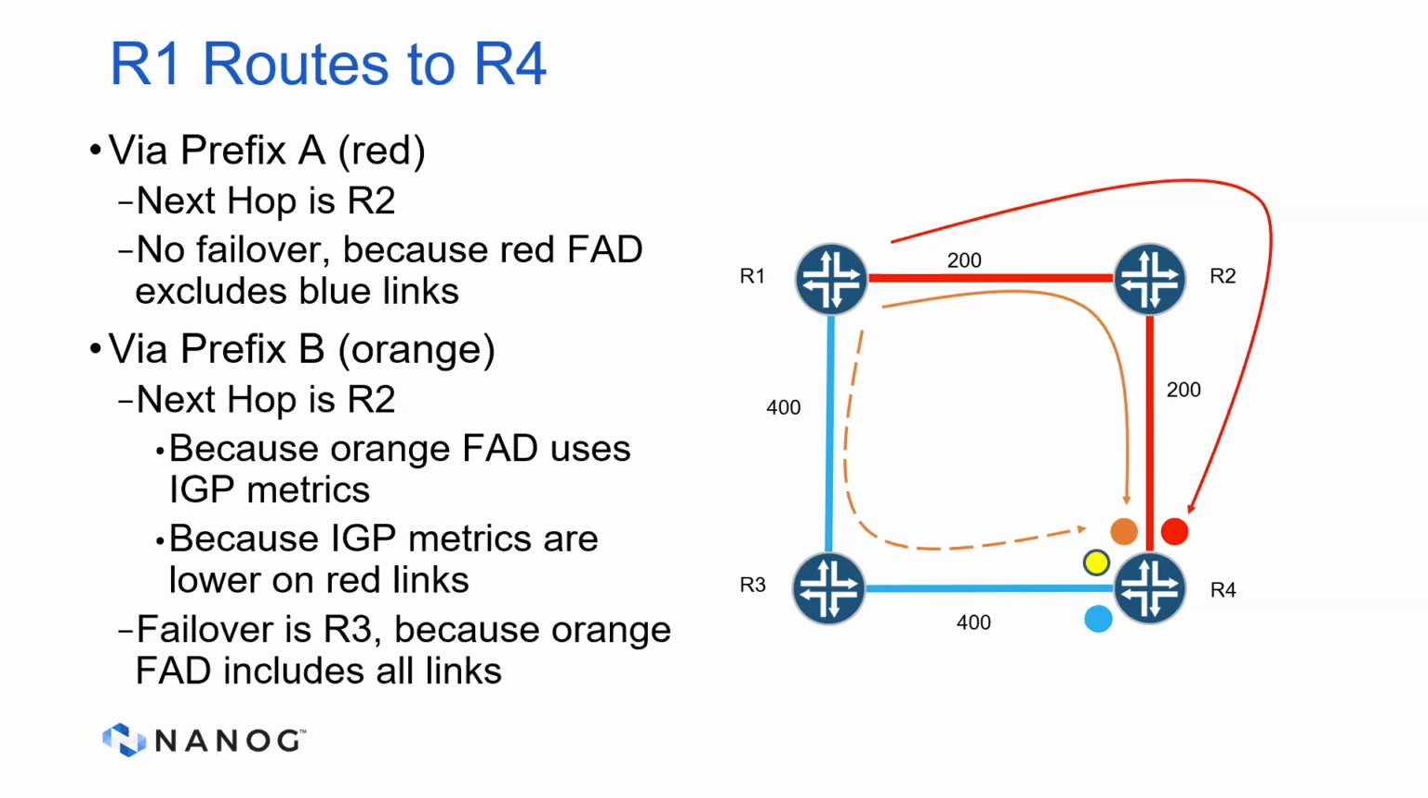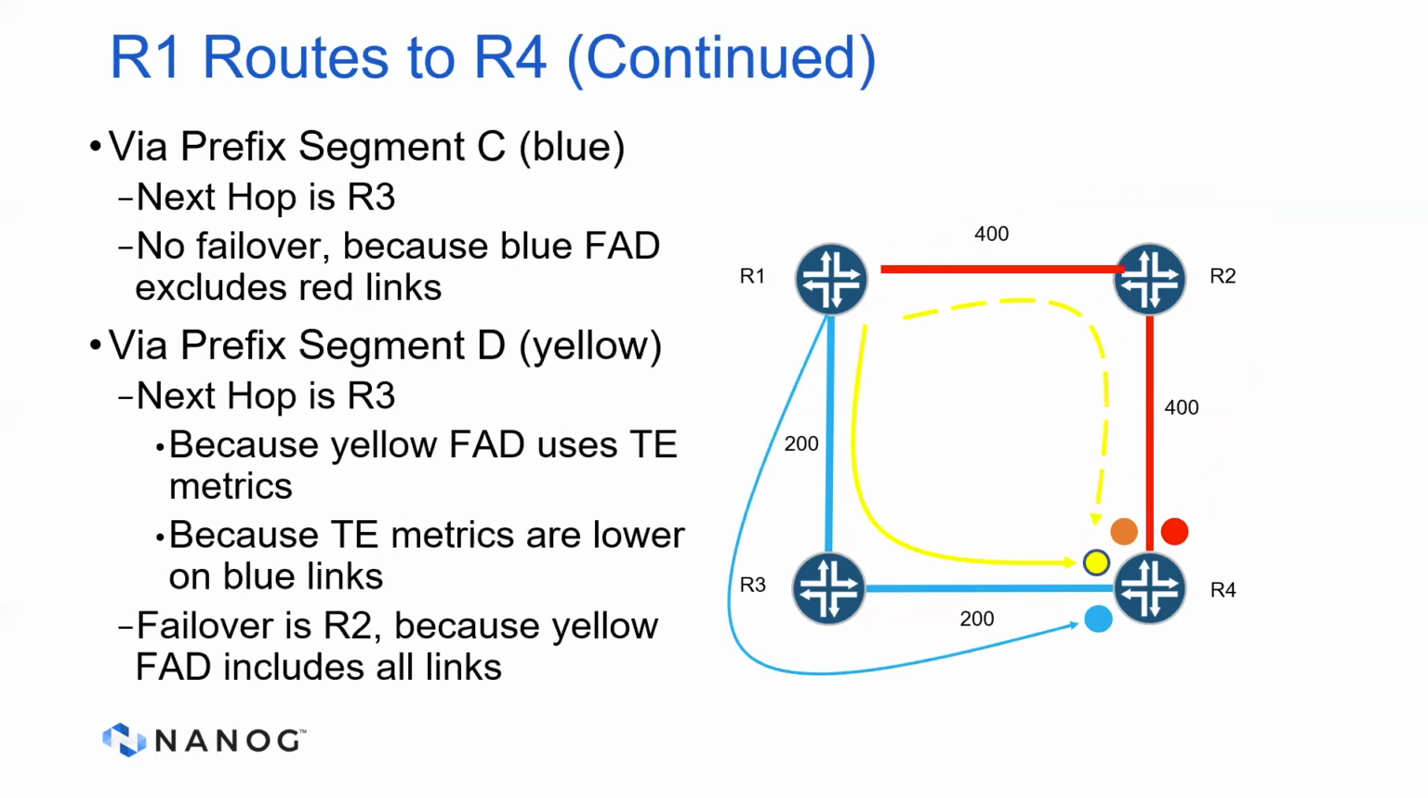Because IGP metrics are lower on red links, but there is a failover on R3 because blue links are also included. Similarly, we will see for the segment C and segment D.